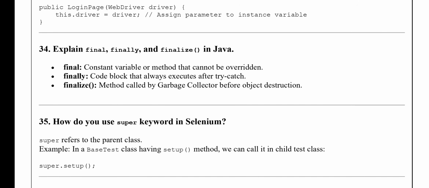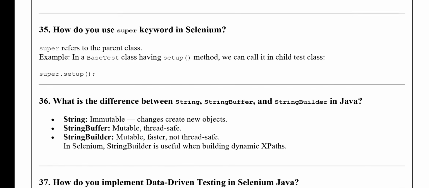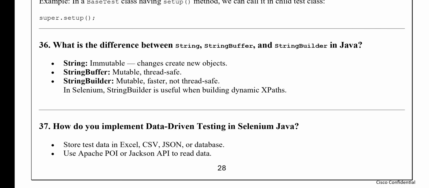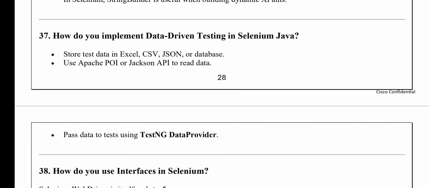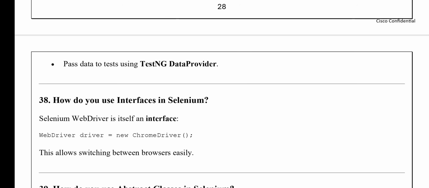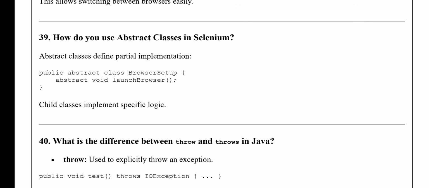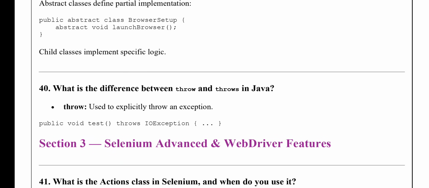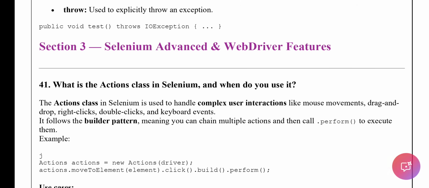Can you explain the difference between final, finally and finalize in Java? And we have discussed how you use super keyword in Selenium. What is the difference between StringBuffer and StringBuilder in Java? How do you implement data-driven testing in Java Selenium? How do you use interfaces in Java Selenium? And how do you use abstract classes? And what is the difference between throw and throws in Java?